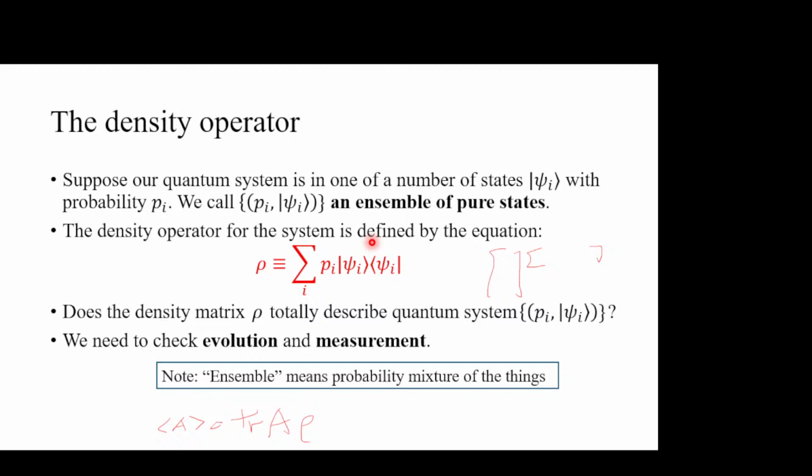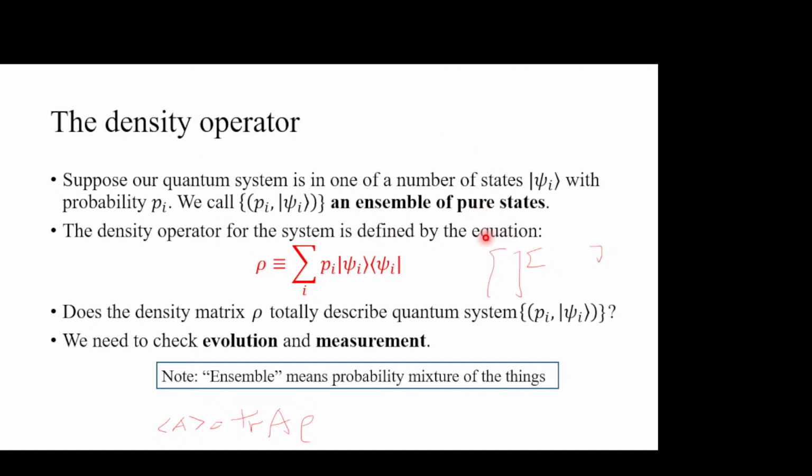Okay, I think it's time to start. So, any questions from last time? Last time we introduced this idea of density operators. This is how we want to describe, so the motivation is we want to describe a classical probability mixture of quantum states.